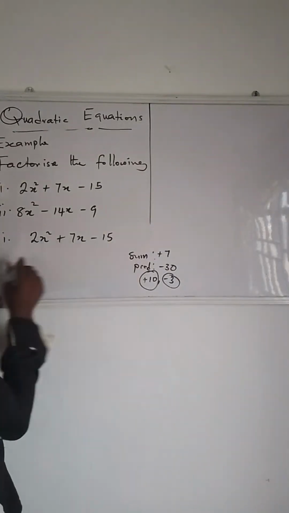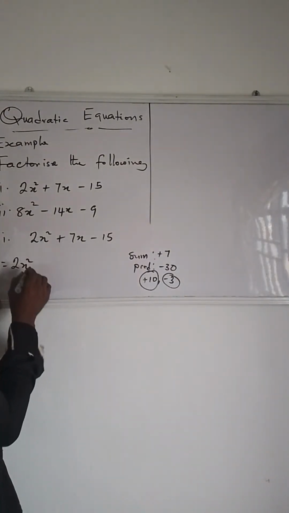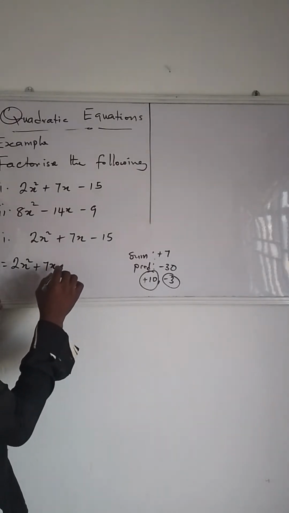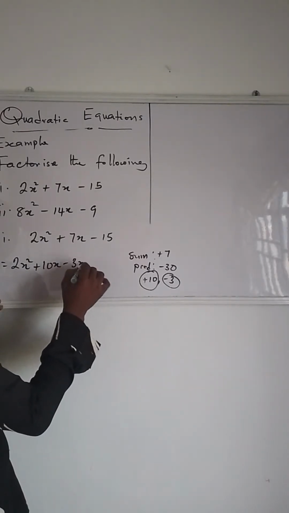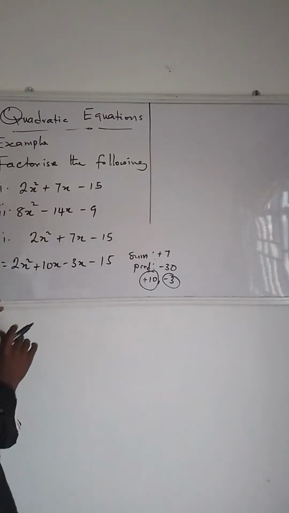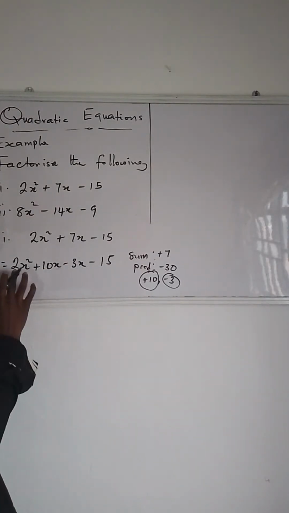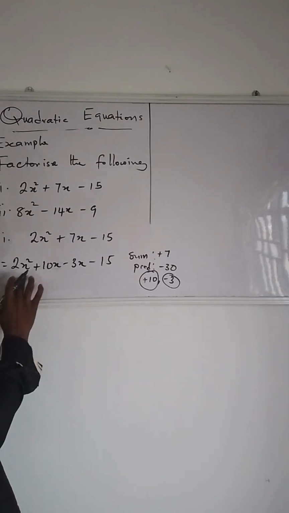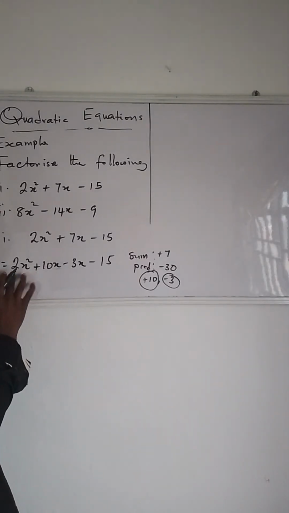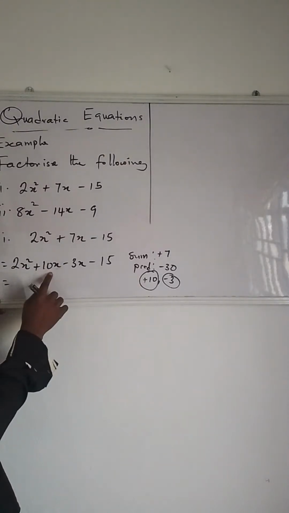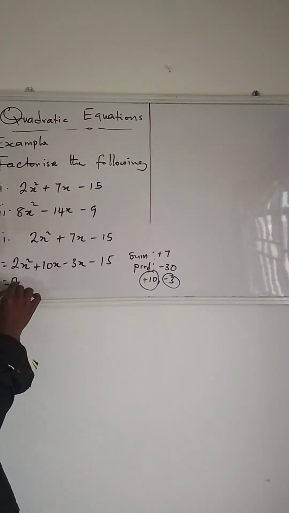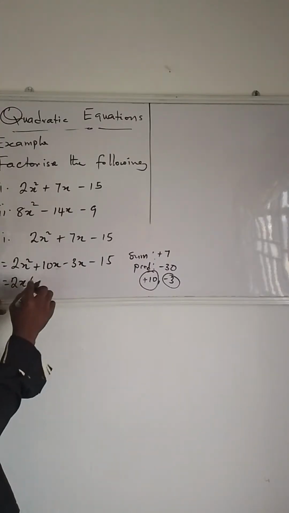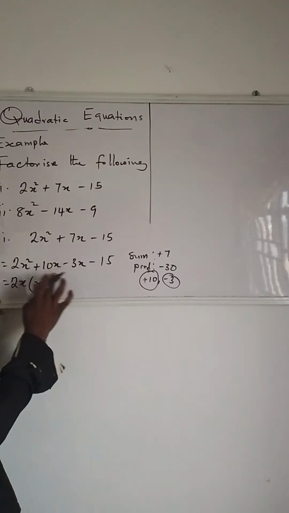7. So now this expression turns to 2x squared plus 10x minus 3x minus 15. Okay? So now, what is the common factor here? So the common factor is 2x. 2x can go here, 2 can go here, x can go here, x can also go here. So that means the common factor is going to be 2x. So when you divide this one by 2x, what do you have? You have x. So you have x here. Divide this by 2x.